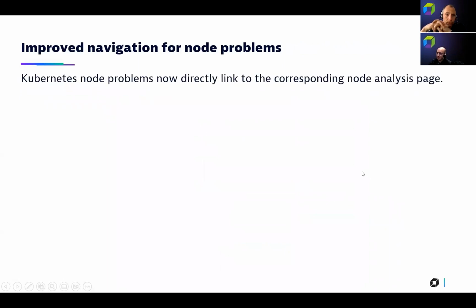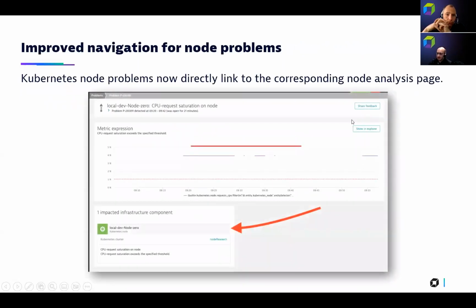Another one with Kubernetes node problems. Now we are directly linking to the relevant node analysis page from the problem screen. So for the CPU request saturation on node problem, you can see that this was the embedded infrastructure component, and you can directly go through the entity by clicking on this tile.